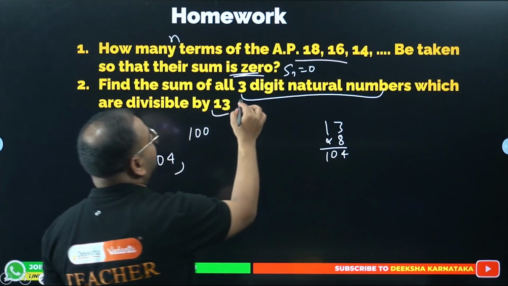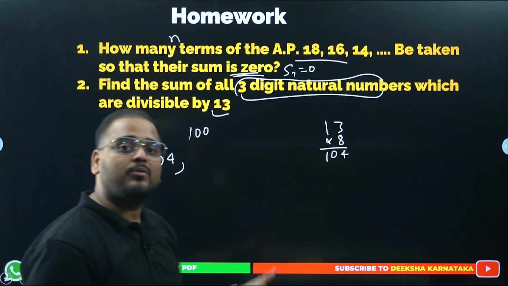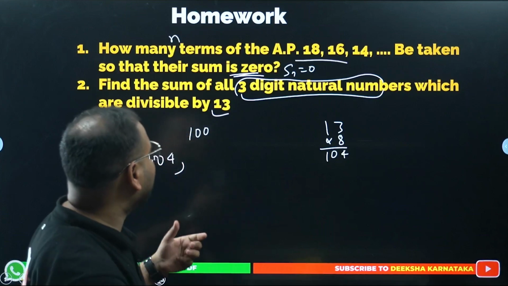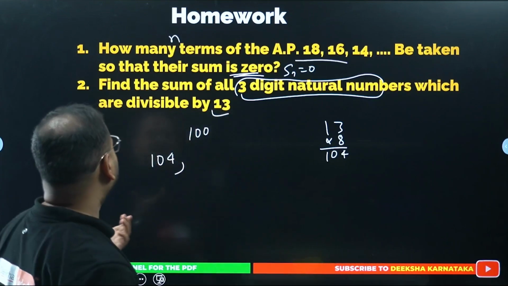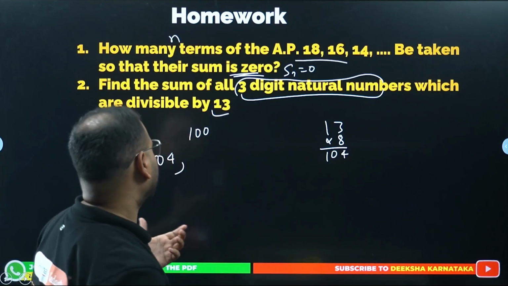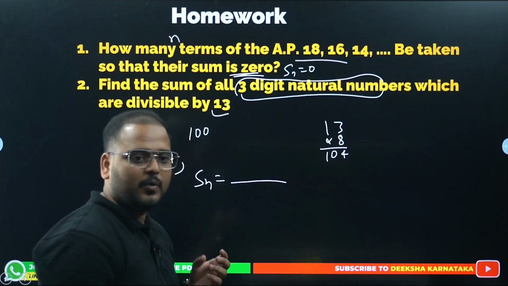Why, sir? Because 3-digit number. Last term also similarly you can find it out. Last term which is 3-digit is 999. Check which is the last term. Okay. And from there find the sum of all the numbers. You have to find what? Sn. Okay.